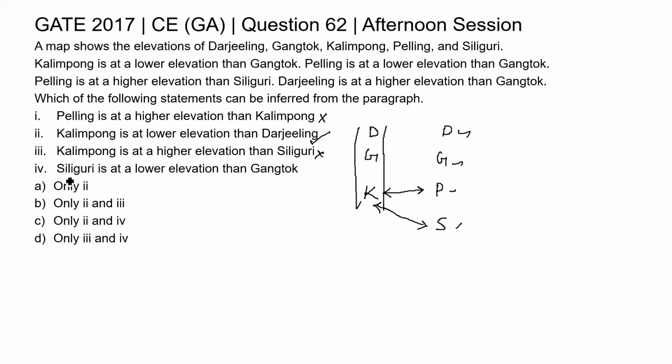Now read the fourth statement. Siliguri is at a lower elevation than Gangtok. Yes, this is Siliguri and this is Gangtok. So Siliguri is at a lower elevation than Gangtok, as given in the conditions. So we can say the fourth statement is again right.